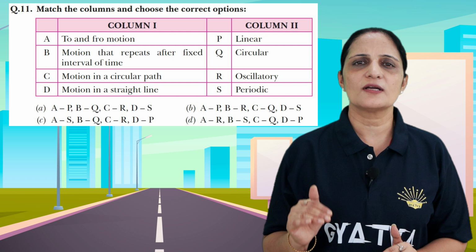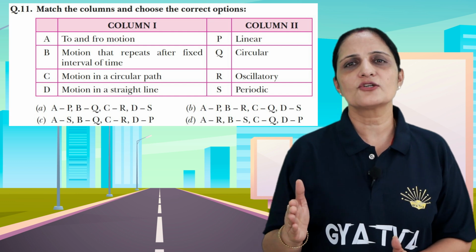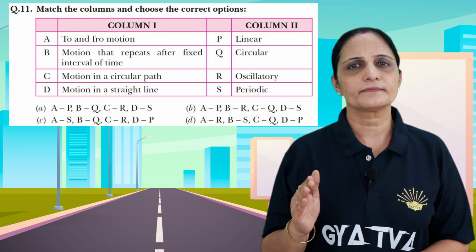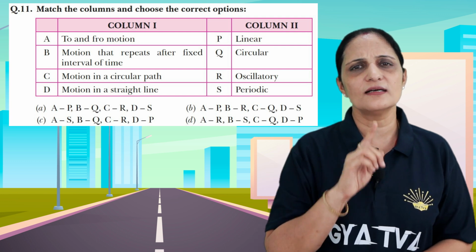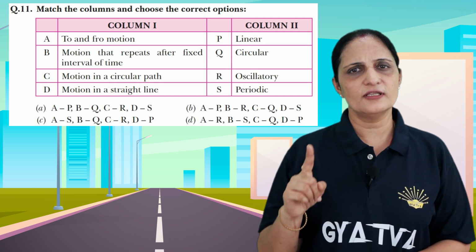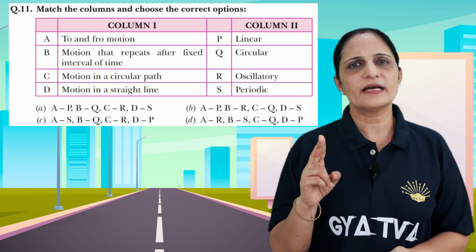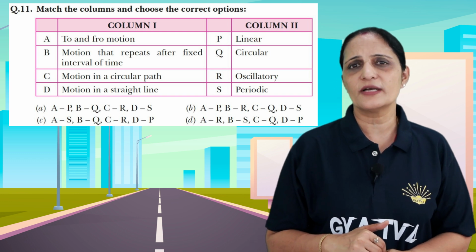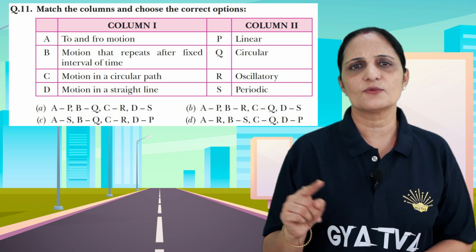Now we come to question number 11. You have to match column 1 with column 2. First, to and fro motion. That is called as what? That is a periodic motion. So keep on matching A with S. Second, motion that repeats itself after fixed interval of time. What is that? Periodic motion. So to and fro motion is oscillatory motion.